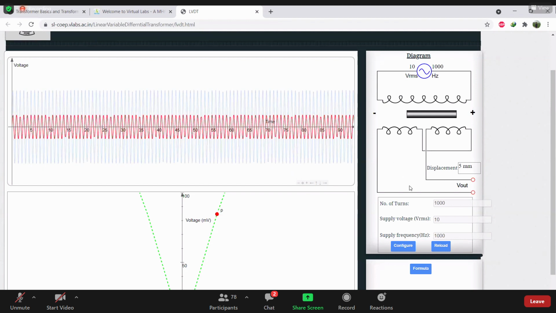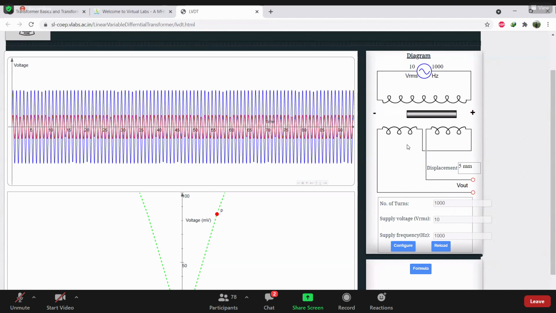Where is the primary coil? Show me the primary coil. This one, sir. Which is secondary one, secondary two? The left side one is secondary one, the right side one is secondary two. Okay, sir.